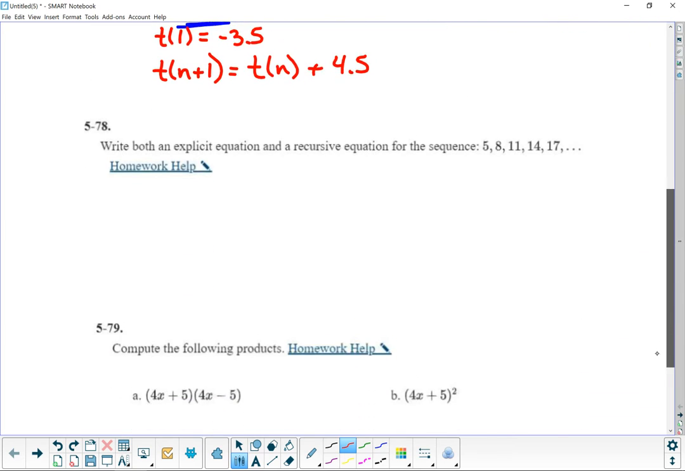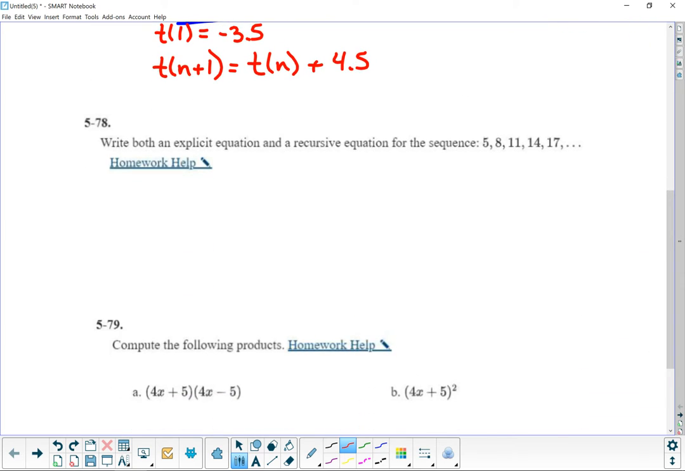Okay, number 8. Write both an explicit equation and recursive equation for the sequence. Whether you're doing recursive or explicit, you need to know what is going on between 5 to 8, between 8 to 11, 11 to 14, 14 to 17. You need to know what the pattern is. Looks like 5 to 8, you're adding 3. And 8 to 11, you're also adding 3. 11 to 14, you're adding 3. 14 to 17, you're adding 3. So it looks like the pattern is adding 3. So our d is positive 3. We will need that number for both the recursive and the explicit.